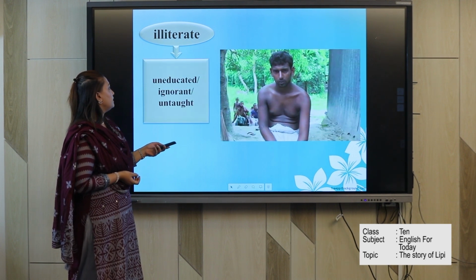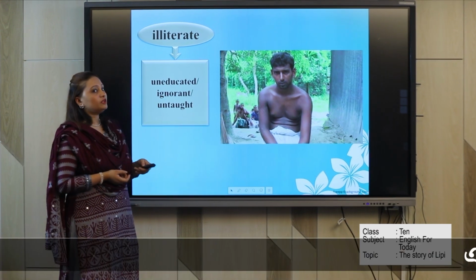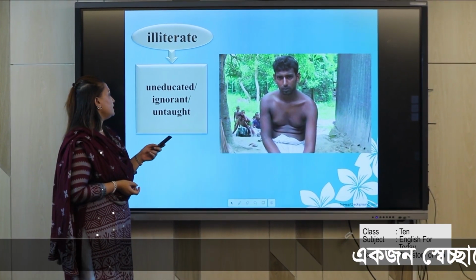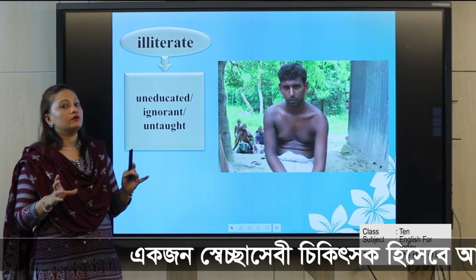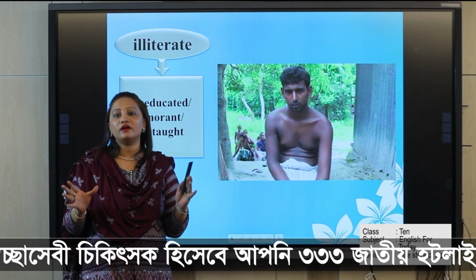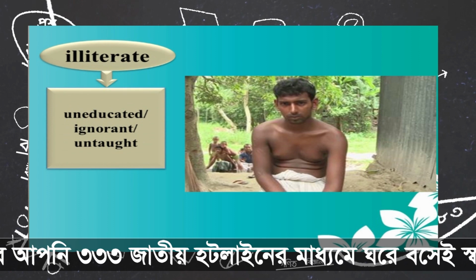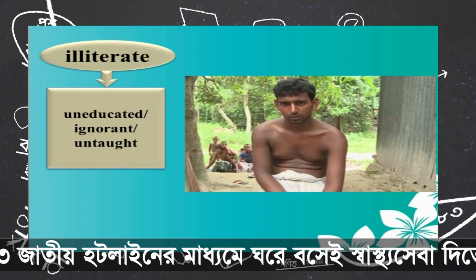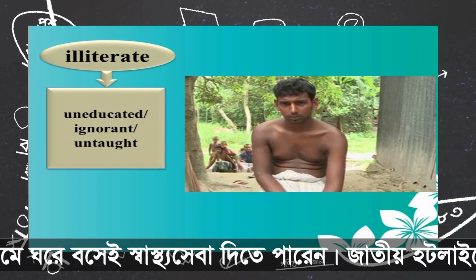And the next word, illiterate. What is the meaning of illiterate? Uneducated, ignorant, untaught. And specifically, illiterate means a person who never read or who never studied. So the picture is given over here that the man looks like with hollow eyes. That means he is an uneducated man.